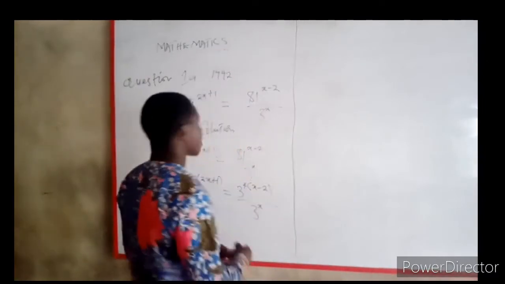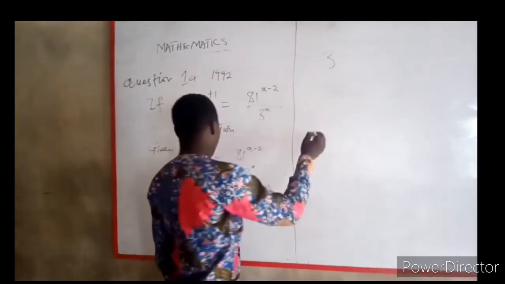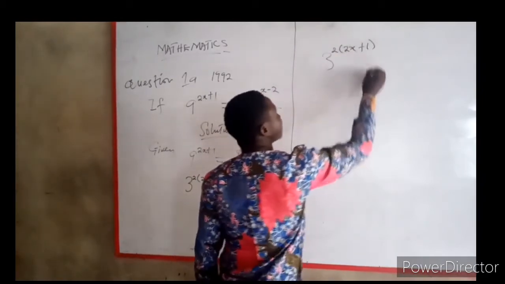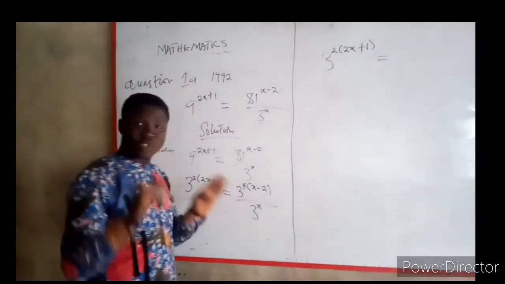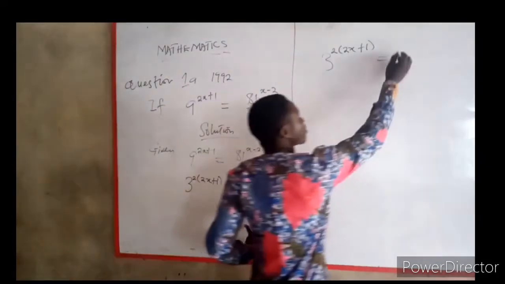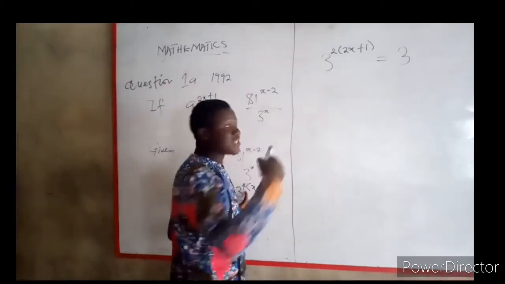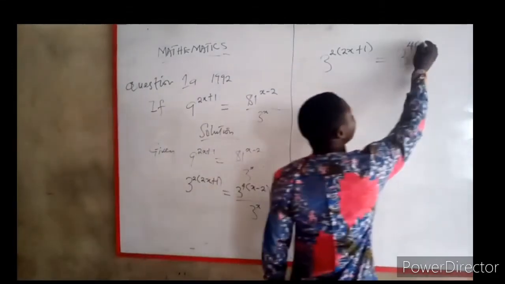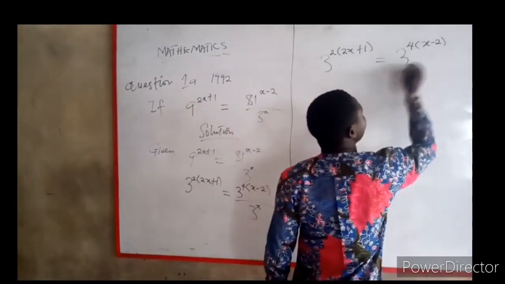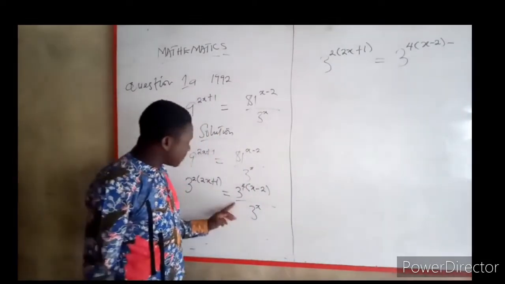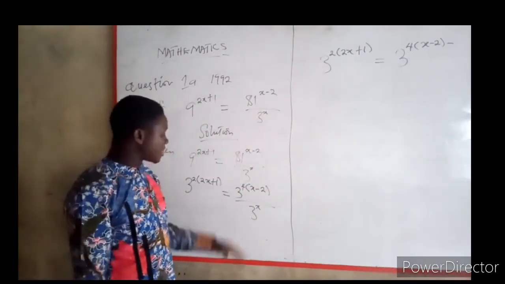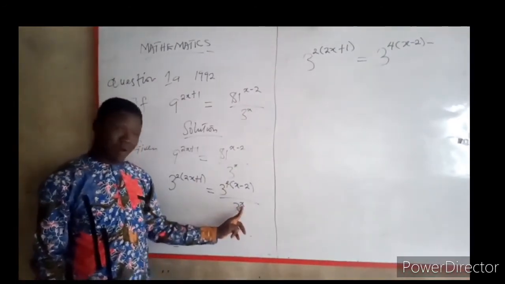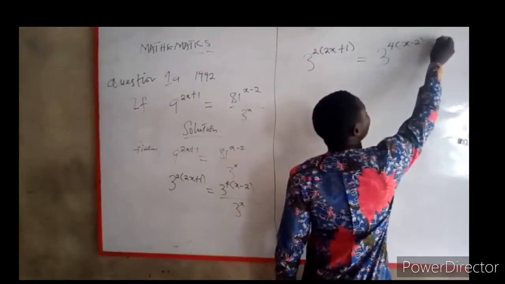Okay, so I have something like 3 raised to power 2 in bracket 2x plus 1 equal to, now we'll take one of the 3, okay? So this gives me 3 raised to power 4 in bracket x minus 2, minus, I said the division sign becomes minus, okay? So then after writing the minus, you now write down the power here. So this becomes x, okay?